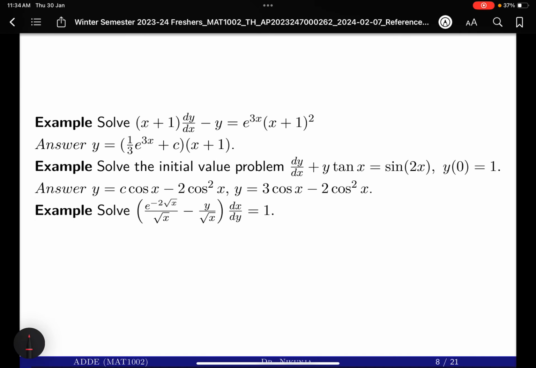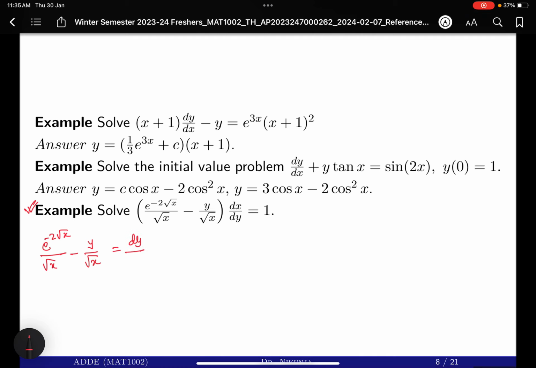Another question here I have taken, so you can consider this one as a homework question as well. Say e power minus 2 root x, divided by root x, minus y by root x, dx/dy is equal to 1. So this is one question. So here just observe this question. See e power minus 2 root x by root x minus y by root x.